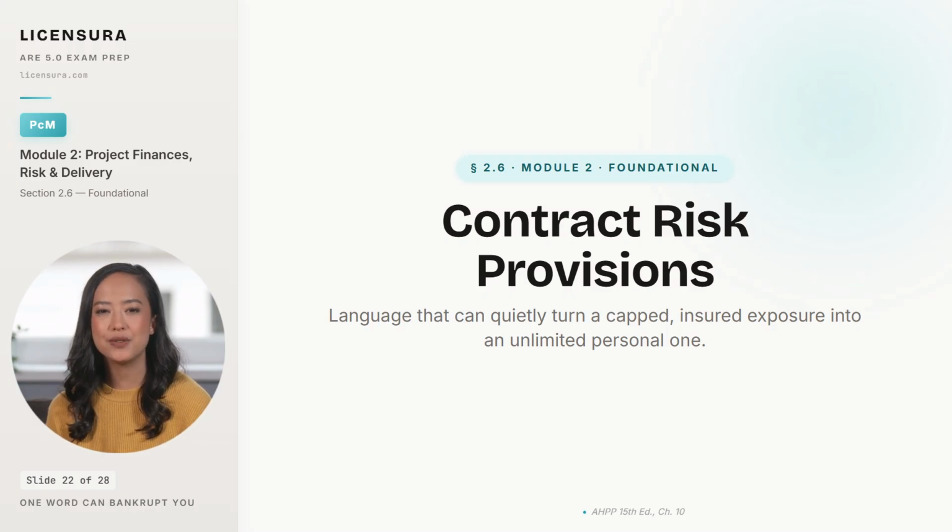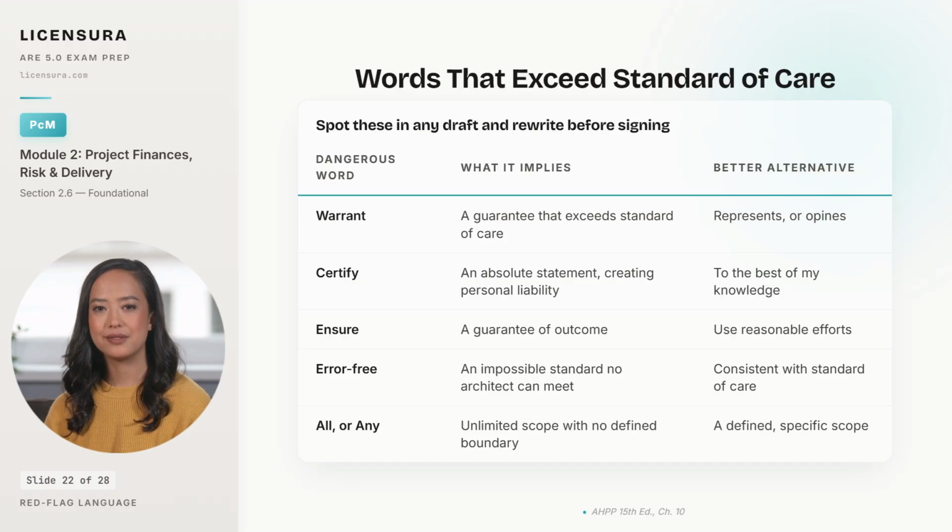Start with the words themselves. Which ones are red flags, and what to substitute when you redline? 5 words to circle in red every time you see them in a draft. Warrant means guarantee, and a guarantee exceeds standard of care, which is the legal threshold your insurance is built around. Substitute represents or opines. Certify is an absolute statement. The moment you certify something, you are personally liable if it turns out to be wrong, even if you were careful. So substitute the phrase, "to the best of my knowledge," which preserves the meaning without inflating the liability.